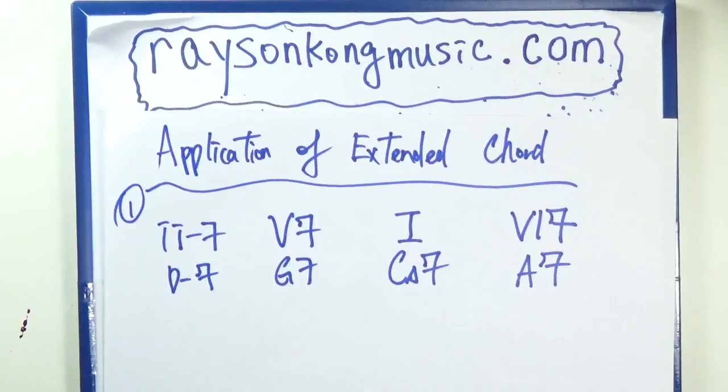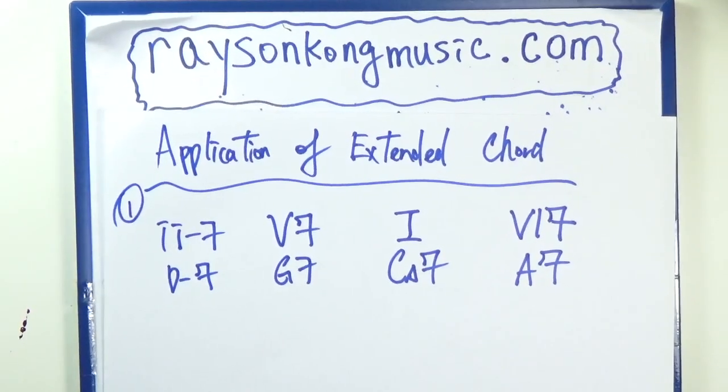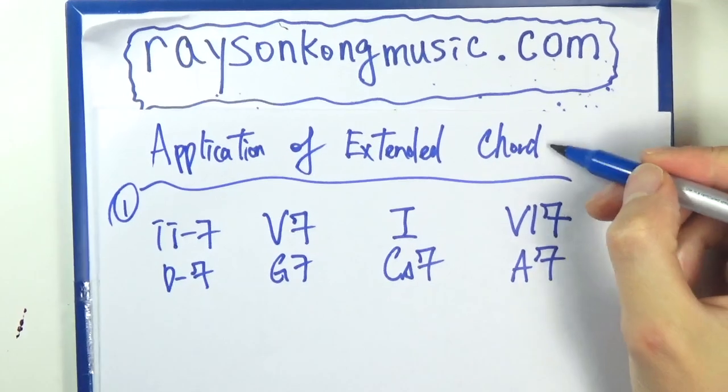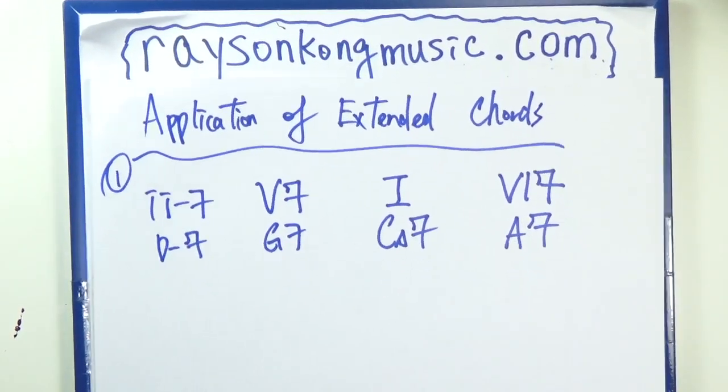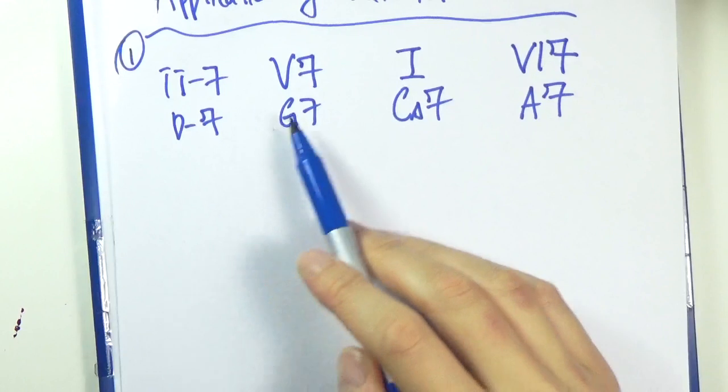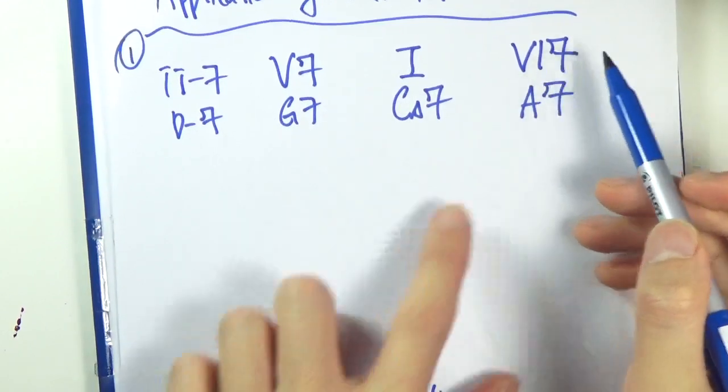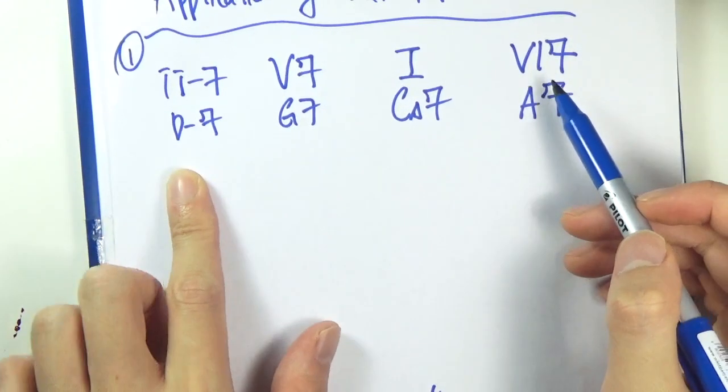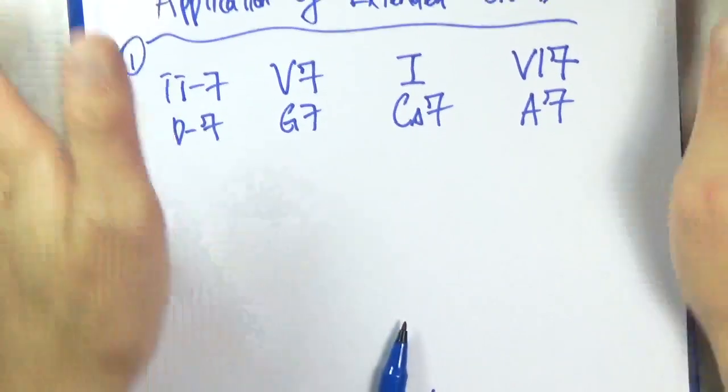Hello everybody, we'll talk about some applications of extended chords, okay? So let's look at this 2516 chord progression. We have the 2 chord, 5 chord, 1 chord, and then we have this 6-7, which is really just a secondary dominant of D minor 7. We'll be looping this chord progression here.